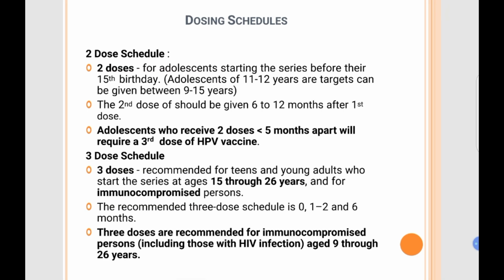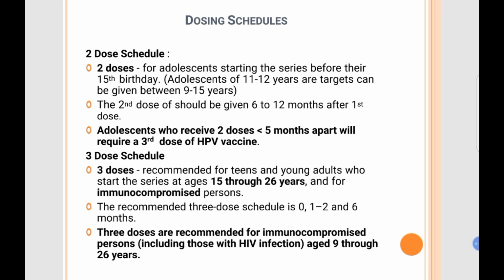So what is the dosing schedule? There are two dosing schedules. One is a 2-dose schedule, another is a 3-dose schedule. So what is the 2-dose schedule? Two doses for adolescents starting the series before their 15th birthday. So adolescents 11 to 12 years are the targets. However, it can be given between 9 to 15 years of age. So when it is started before 15 years of age, only 2 doses are required.